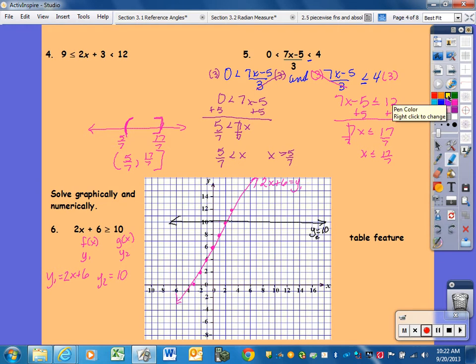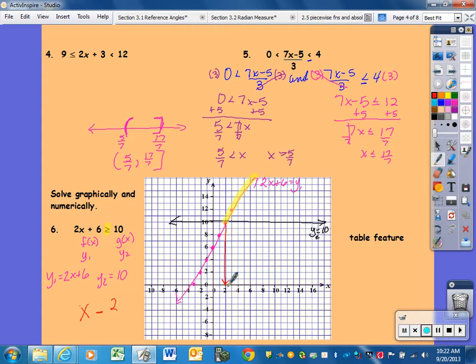Right here is where the two meet. I am looking for where they're equal, so I need that point. But I'm also looking for greater than 10. Well, here's 10. Where does the pink line go greater than 10? Above 10, right here. But I'm solving for the x values. So I take this point down to the x-axis and I get x is 2. I am equal at 2.